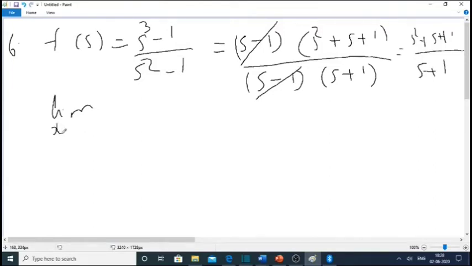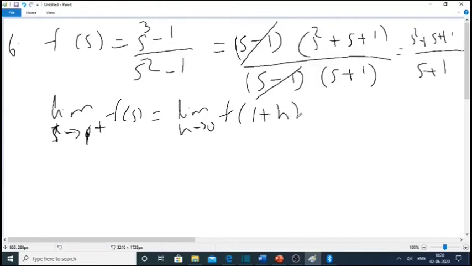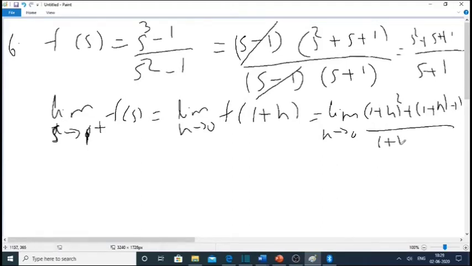s tends to 0 plus f of s equal to limit h tends to 0 f of 0 plus 1 ആയതുകൊണ്ട് 1 plus f of 1 plus h, which is equal to limit h tends to 0 1 plus h all square plus 1 plus h plus 1 divided by 1 plus h plus 1, which is equal to limit h tends to 0.